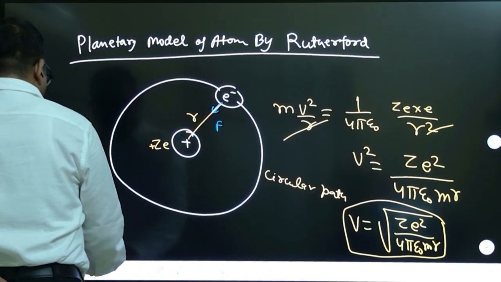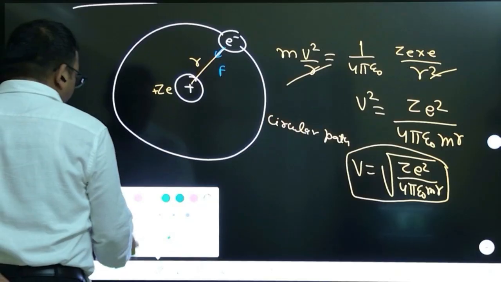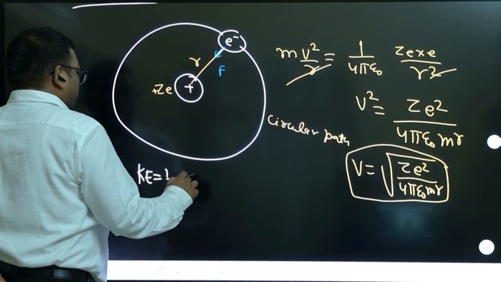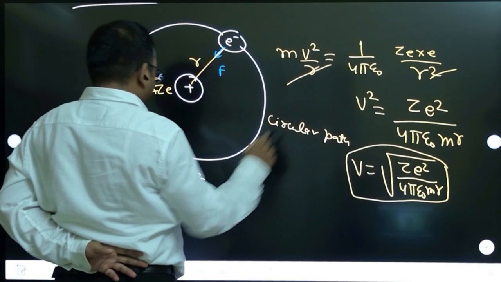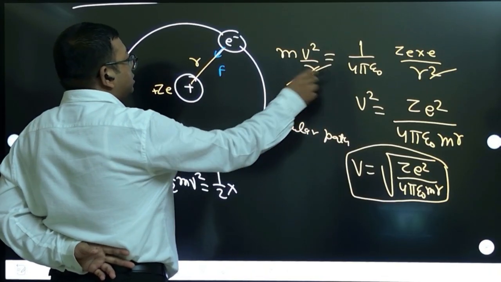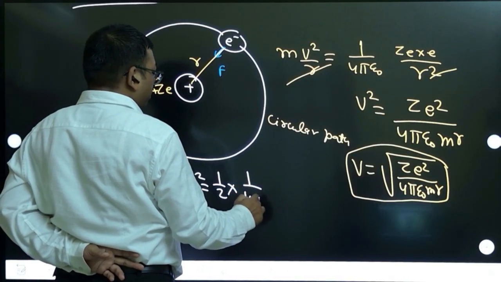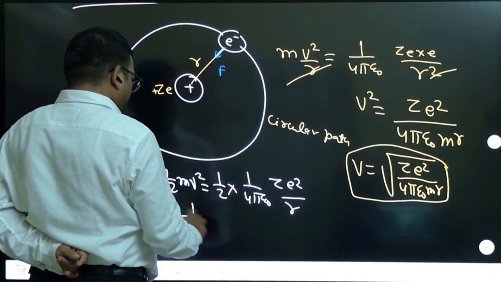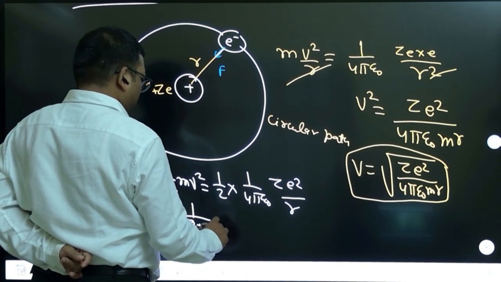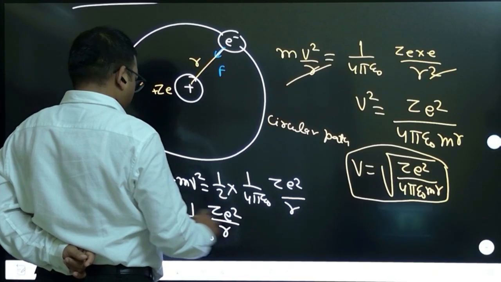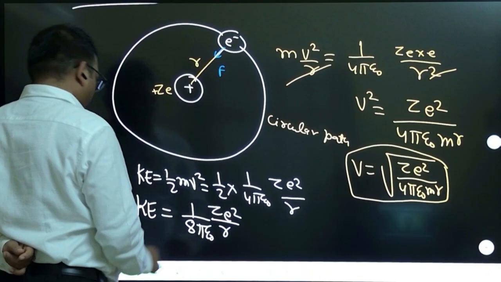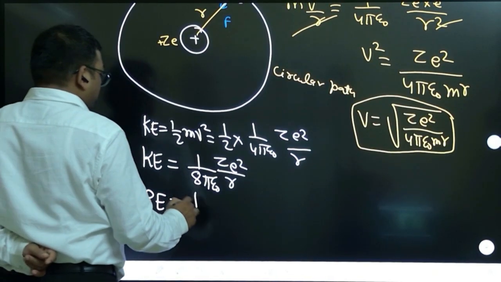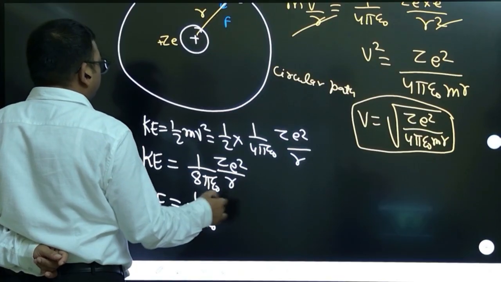We can calculate kinetic energy and potential energy also. Suppose I want to calculate kinetic energy. Kinetic energy is of course half m v square. So m v square we already got. Substitute here 1 by 4 pi epsilon naught Z e square by r. So kinetic energy becomes Z e square by 8 pi epsilon naught r. This is the kinetic energy of the electron. And what is potential energy? Potential energy is electrostatic potential energy, which is 1 by 4 pi epsilon naught q1 q2 by r.